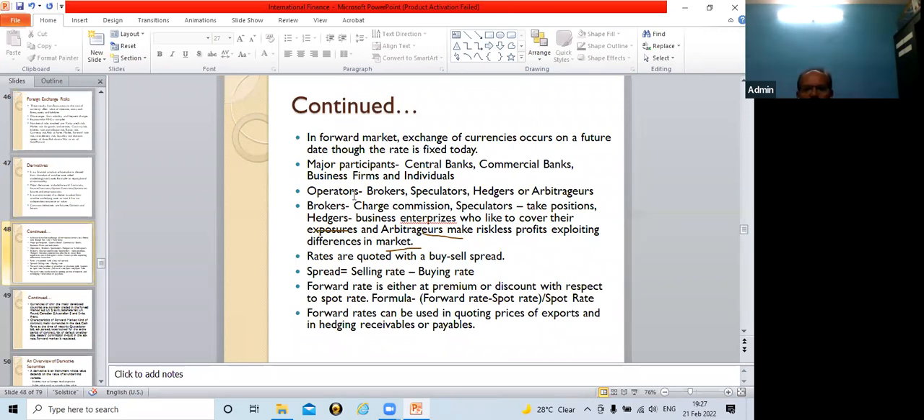Now, who does this transaction, who are the operators, म्हणजे ज्याला आपण म्हणतो की याचं सिस्टम कोण राबवतं. So the operators are brokers, speculators, hedgers, and arbitrators. Brokers charge commission, speculators take positions, hedgers are business enterprises who like to cover their exposures, and arbitrators make riskless profit exploiting differences in markets.